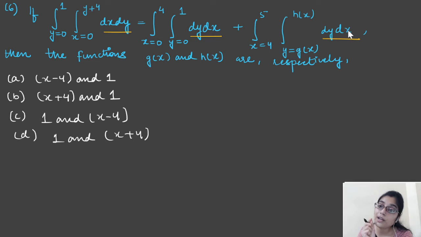But then I looked at one more thing. In this case, the limit of y was in real numbers and the limit of x is in terms of y. But once you go to these integrals, you just see the limit of x is in real numbers and the limit of y is in terms of x. So what did I understand from here? That obviously this problem is from change of order of integration. So after changing the order, what are going to be these g of x and h of x respectively?